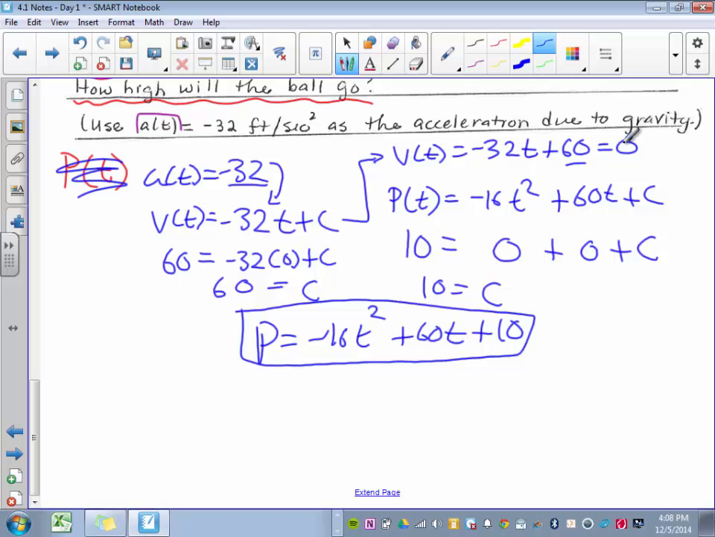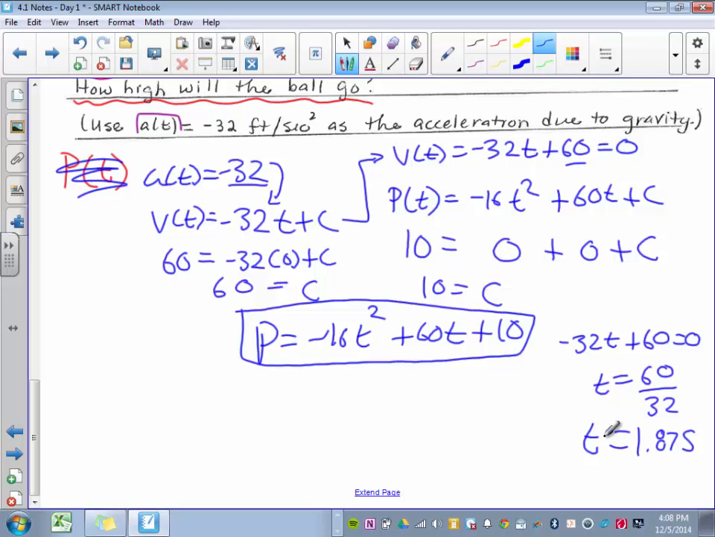So let's do that right here. Negative 32t plus 60 equals 0, so t is equal to 60 over 32. And 60 over 32 is really close to 2, equals 1.875. So at t equals 1.875, we know that this function is going to be at a maximum.